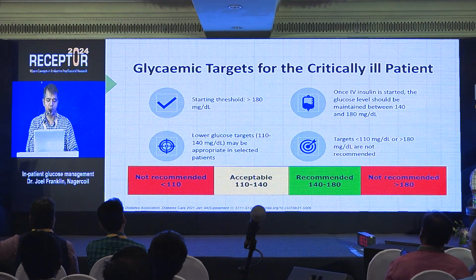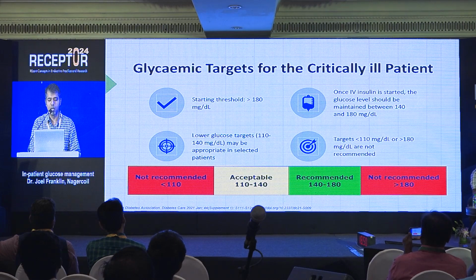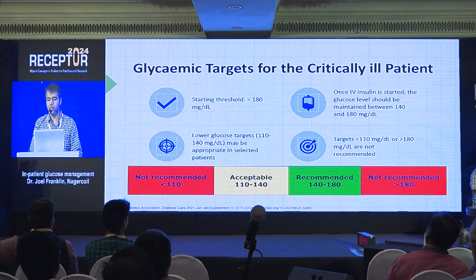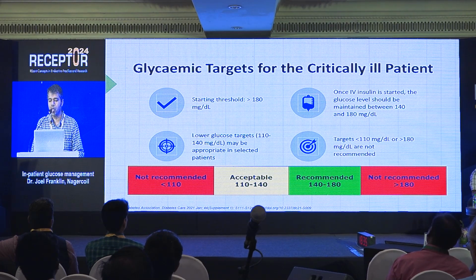So what are the glycemic targets for critically ill patients? The starting threshold, as I told earlier, is more than 180. Once IV insulin is started, the glucose level should be maintained between 140 to 180. Only in selected patients, a lower glucose target of around 110 to 140 can be set. And generally, targets less than 110 or more than 180 are not recommended.